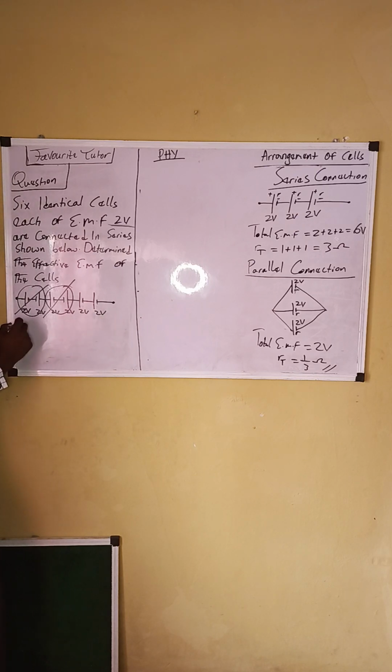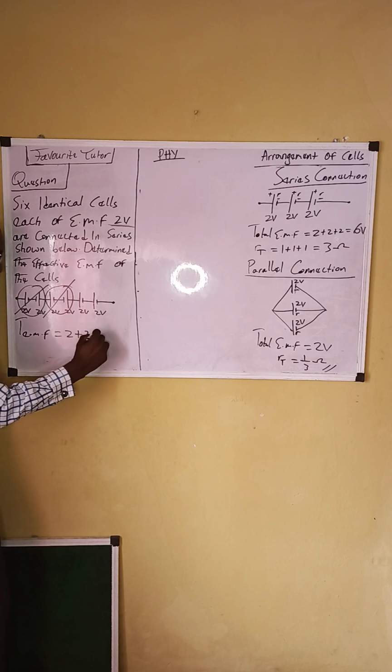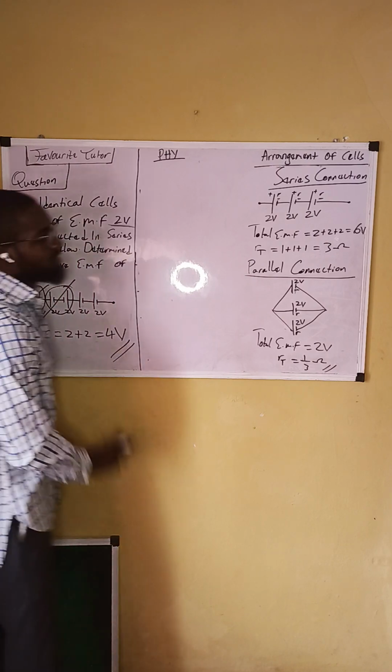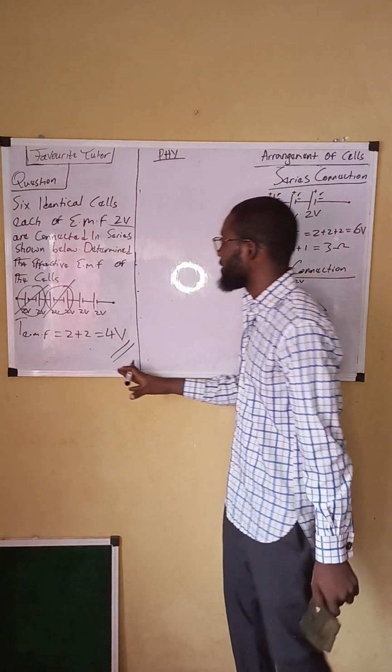Just 2 cells. So the total EMF is going to be 2 plus 2, which equals 4 volts. So this is the answer to the question.